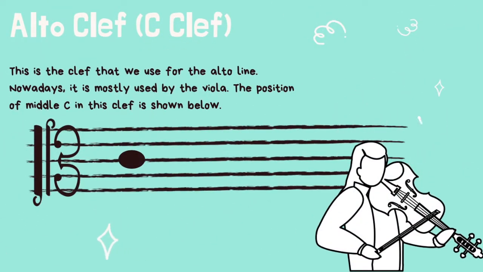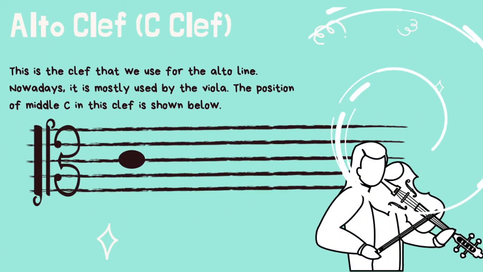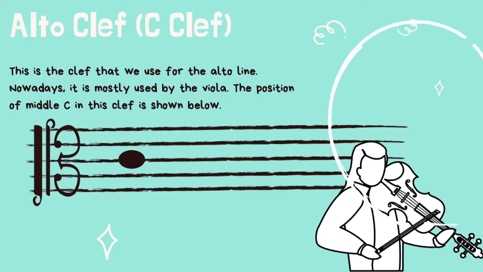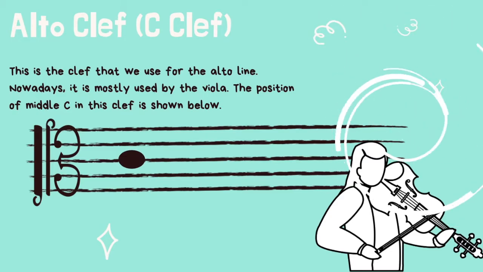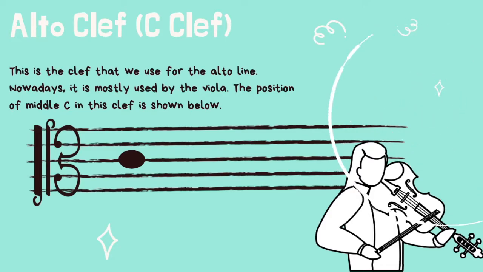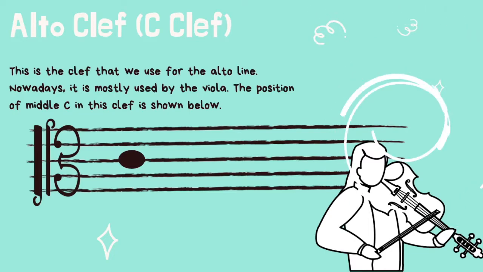The next one is the alto clef. This is the clef that we use for the alto line. Nowadays, it's mostly used by the viola. A viola, as some of you may know, is like a violin, but it has a deeper register. And so it's not quite soprano, it's the alto line. The position of middle C in this clef is shown below.